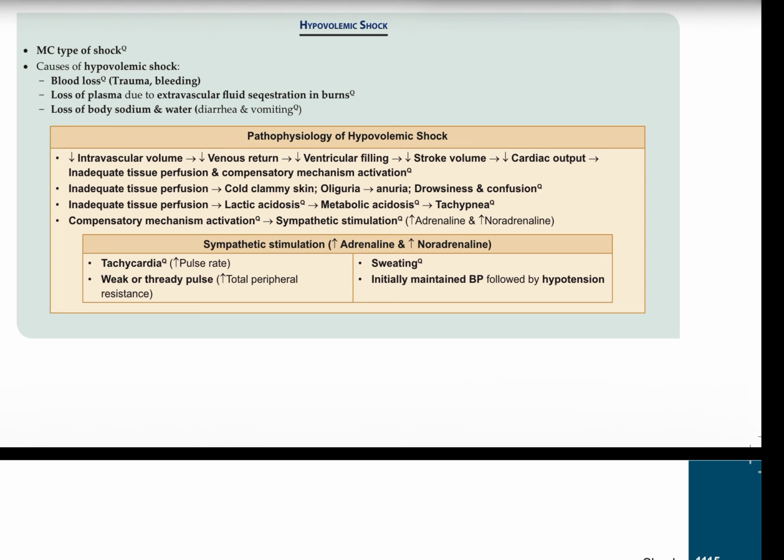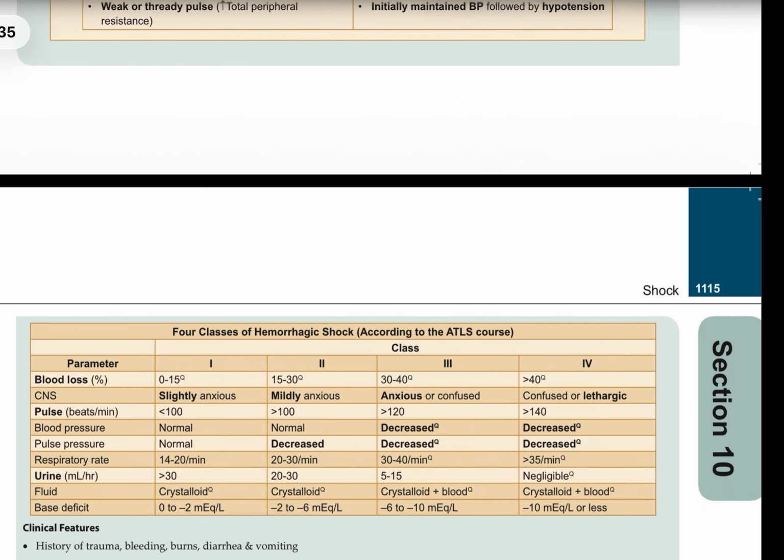What will be the symptoms of sympathetic stimulation? The pulse will be more. Always remember, in hypovolemic shock the pulse will be more, not less. Tachycardia will be present. What is the character? Quick or thready pulse, because the peripheral resistance is more, followed by sweating. Initially the BP is maintained, followed by hypotension.